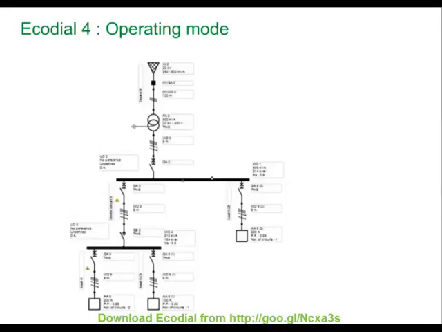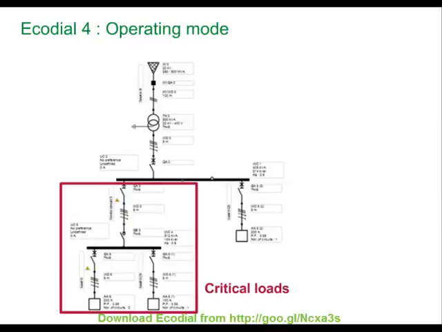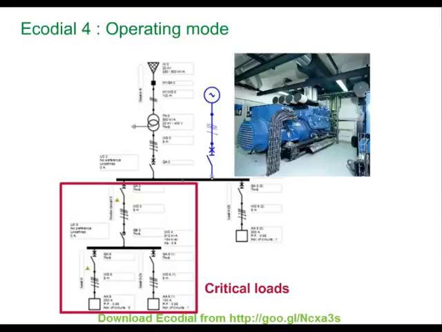Let's consider the basic diagram of the existing electrical installation. There is only one transformer to supply all of the loads. After analysis, there are some critical loads that need to be backed up by an LV generator.